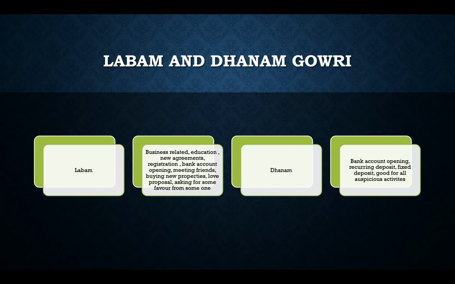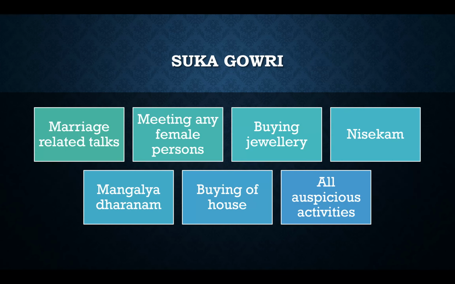Next, Labam and Dhanam Gauri. Labam here is Mercury. That means all Mercury related things: signing an agreement, opening a bank account, a rental agreement, meeting your friends, proposing in love. Understand? Or negotiation, mediation, or registration of your property. All those things you can do. Dhanam is represented by Jupiter, meaning all financial things, like a fixed deposit, recurring deposit, bank account opening, or any other auspicious activities can be done in this Dhana Gauri.